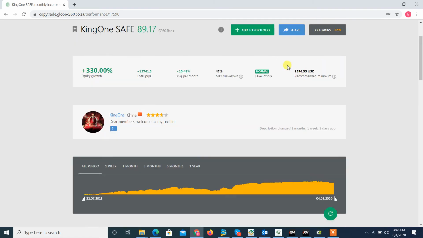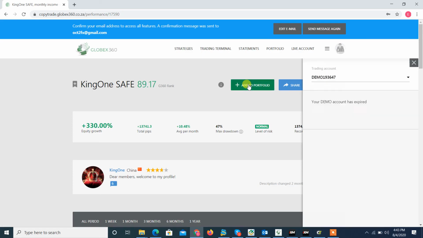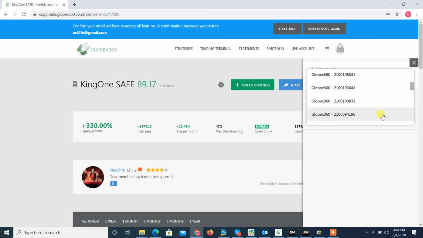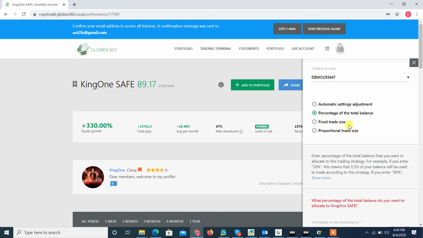So you can go, and like I said, the nice thing is that you can have flexibility in how much you give the clients or how much you give the strategy provider from your portfolio. So you just come up here, click add to portfolio, right? Choose the account you have. Mine will be a little bit different because I handle it differently, but you'll just see your one account, right? So choose the account that you'd like to copy to.